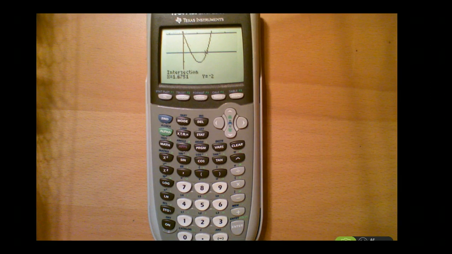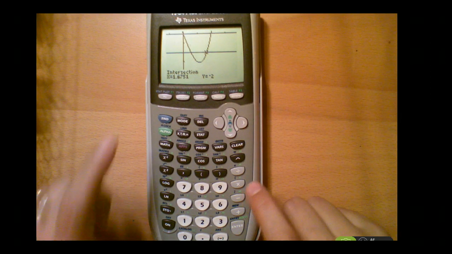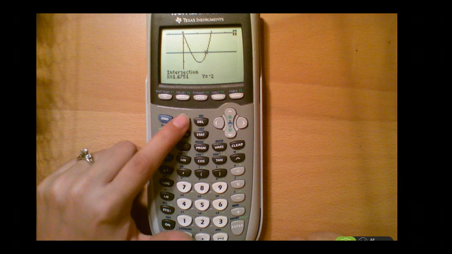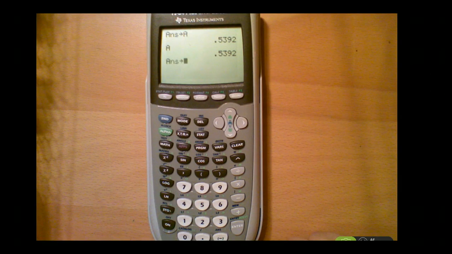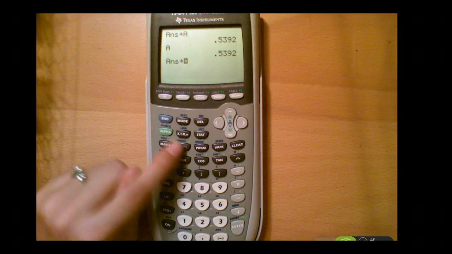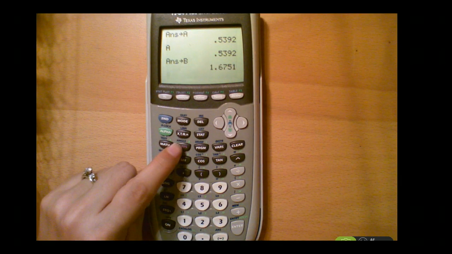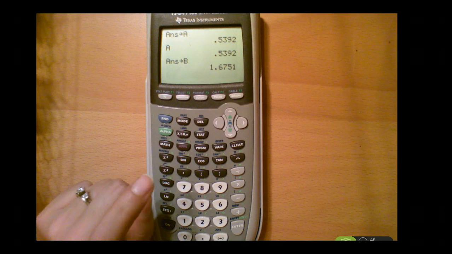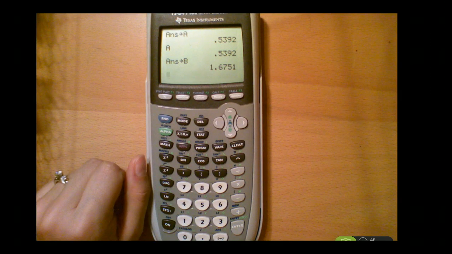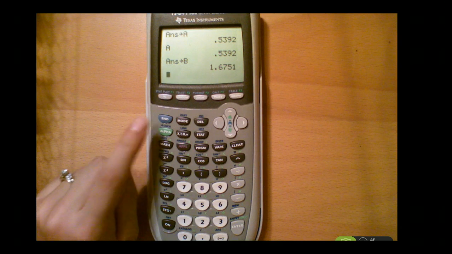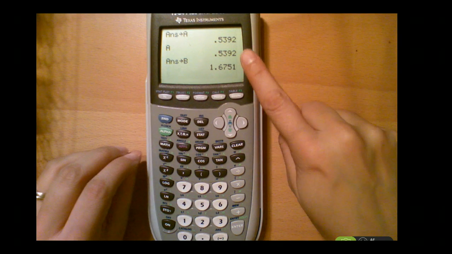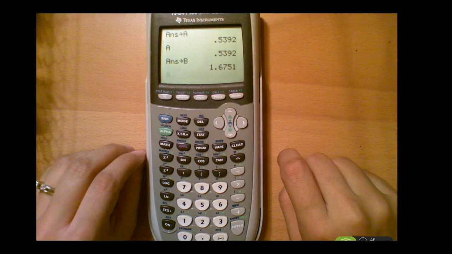So now I found that the second point of intersection is 1.6751. And we're going to want to store that number as well. So we're going to go straight to second quit. We're going to choose store, and let's go ahead and store it under alpha B. Enter. So now anytime I choose B, it is holding that number 1.6751 until I change it to something else, or I go into the memory and I change it myself. So right now A and B are specific numbers, these two numbers respectively, the points of intersection.